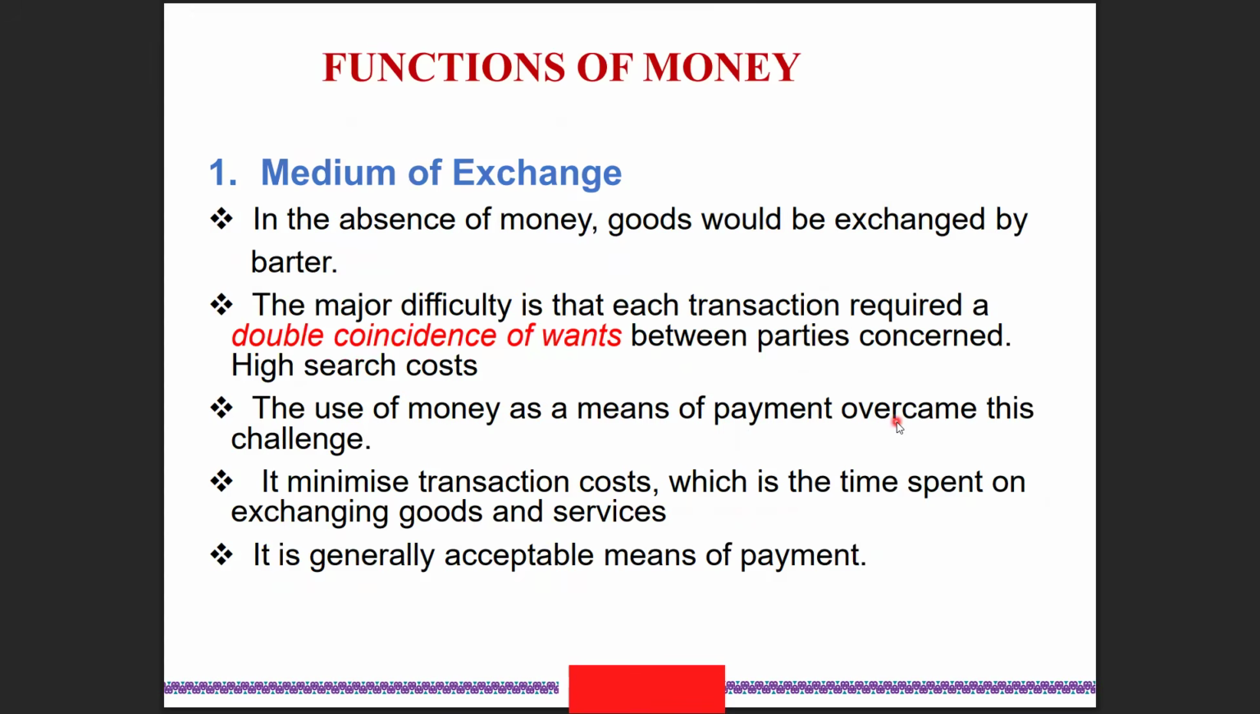Right. So in that system, what usually happened is that, for example, if I have cattle, right, and you have maize meal, and I want maize meal because you have maize meal and I have cattle, we can trade, right? We can exchange. I can give you my cattle and you can give me maize meal because I want maize meal.